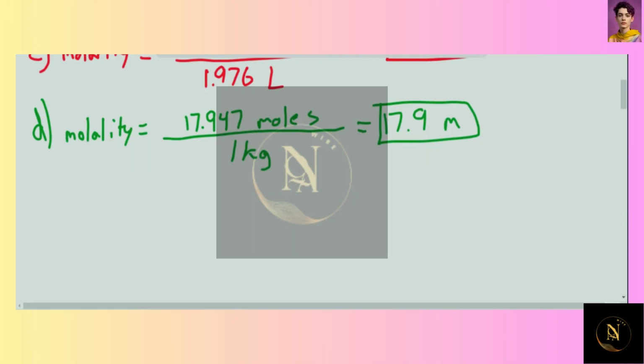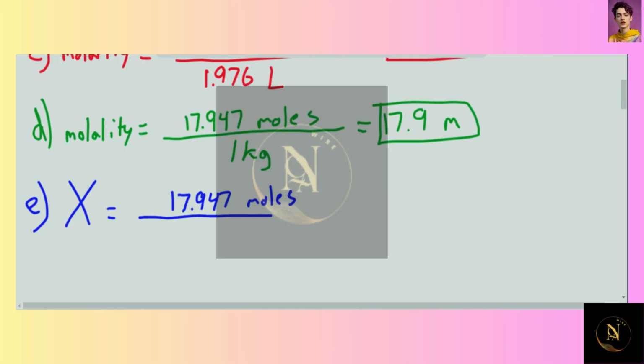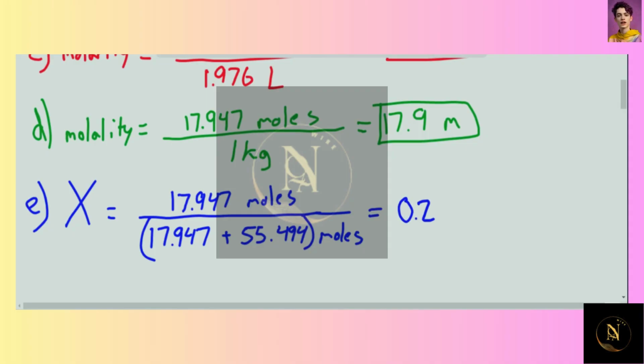Finally, in part E, we want to calculate mole fraction. So we have 17.947 moles of ethylene glycol divided by the total moles, which is 17.947 plus the moles of water, which is 55.494. And this value is equal to 0.244.